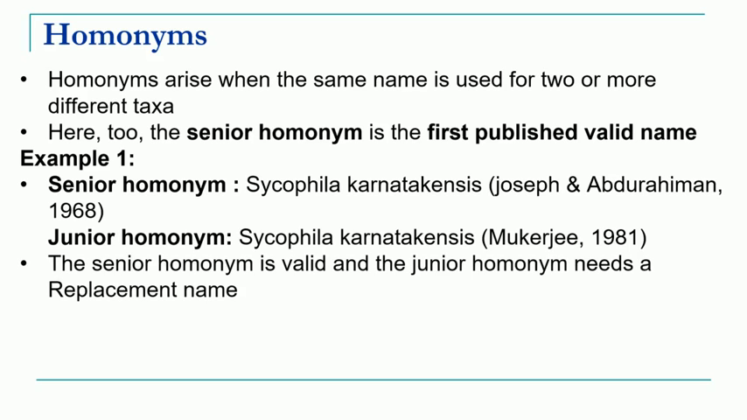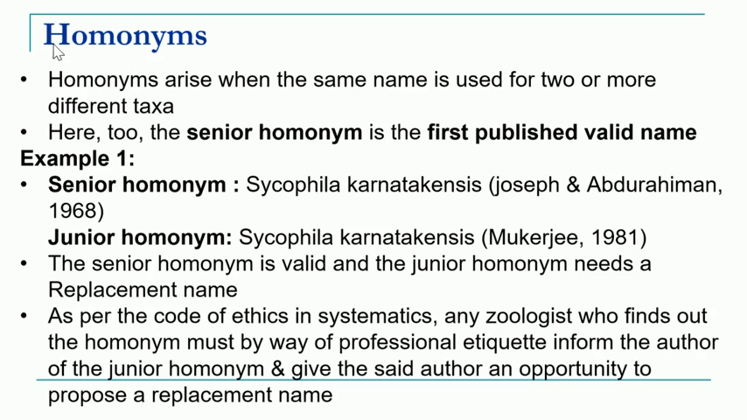So the senior homonym is always the valid name and the junior homonym will be rejected, which means it will be replaced by another name because this name is already occupied. This is applicable to both synonyms as well as homonyms. So as per the code, we have studied the IUCN code.